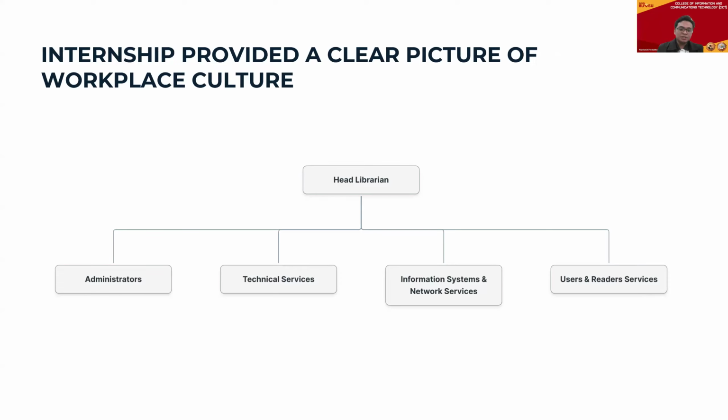They have the administrators and library heads who manage policies, budgets, and strategic planning. The technical services working behind the scenes to organize, catalog, and maintain resources. The users and readers services that interact with the library patrons every day. And of course, the information systems and network services play a crucial role in maintaining the digital infrastructure, enabling seamless access to online resources, and ensuring the library's network runs smoothly.